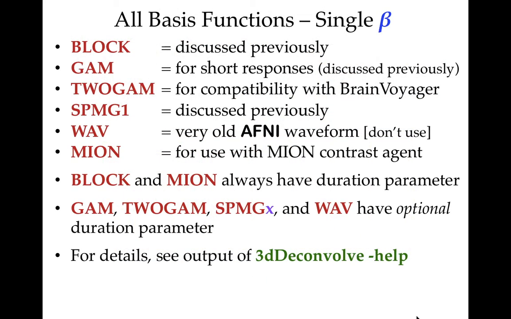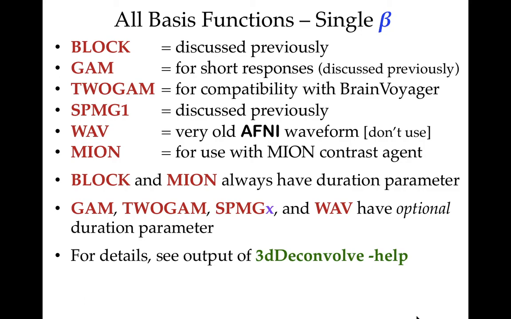So there are sort of two different types of basis functions available. One where there's a single beta for the basis function, and those that have multiple betas. The single beta functions, the beta is basically the amplitude. It's the size of the shape that was needed to fit the data the best.